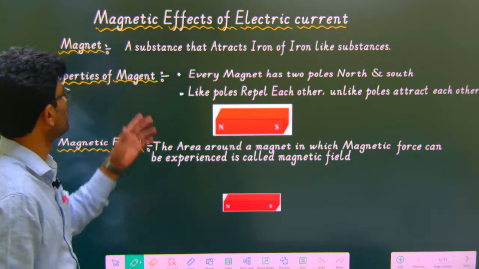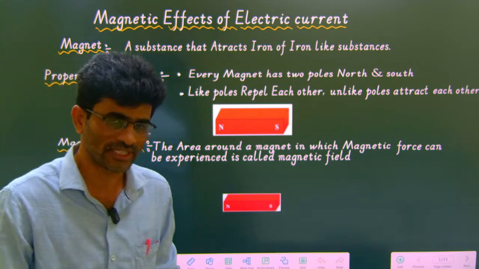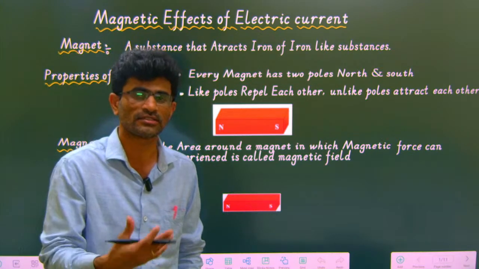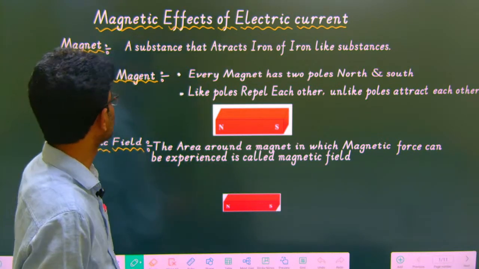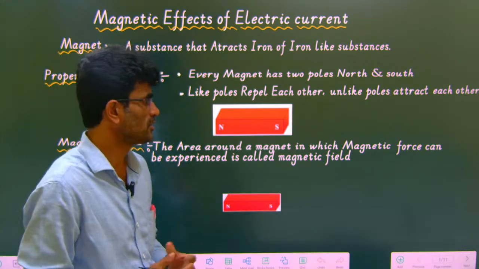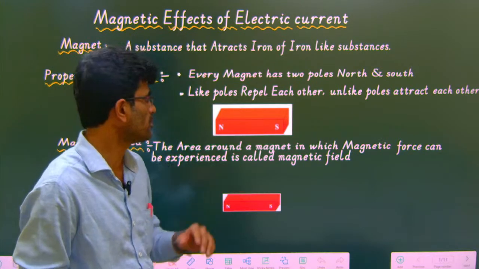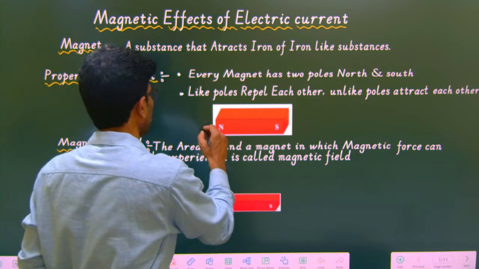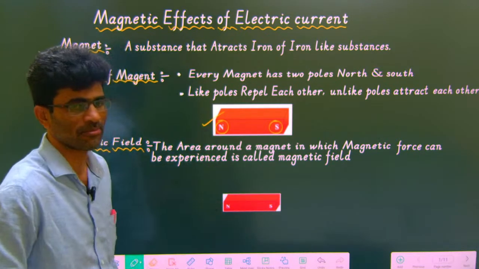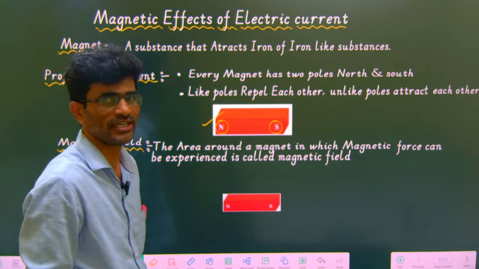So first, what is a magnet? Hope everybody has an idea about a magnet, which attracts iron or iron-like substances. Every magnet has two poles, north pole and south pole. Like poles repel each other, unlike poles attract each other. This is a figure of a magnetic pole in which it aligns itself. When you suspend a bar magnet, it aligns itself in the north and south direction.